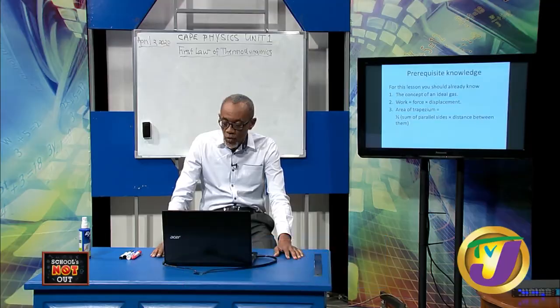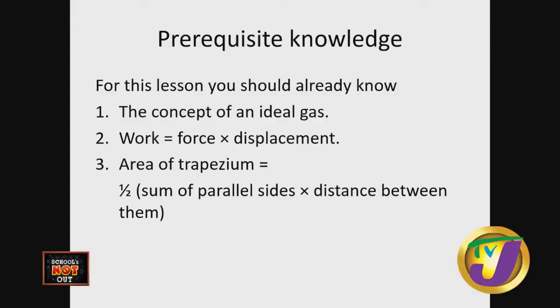Some of the things you need to know. We'll speak about an ideal gas, and you ought to know what an ideal gas is, all of the properties of an ideal gas. Work, we said, is equal to force times displacement, and how to find the area of a trapezium. You will know that is half the sum of the parallel sides times the distance between them.